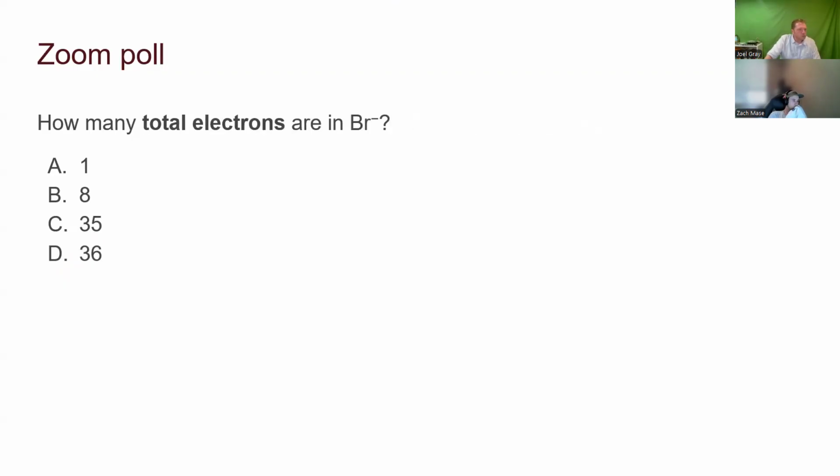Another poll question. How many total electrons are in Br minus? Answer this poll question. If you miss a poll question, I'm sorry. We've had, let's see, like 5 questions today. And remember, you just got to get 2. How many total electrons are in Br minus? If you need, toggle back to the periodic table.